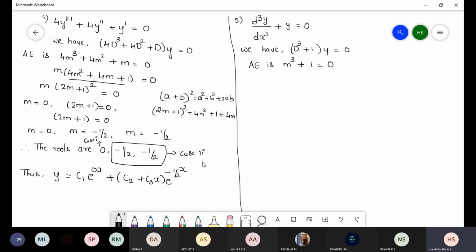Next, again trial and error. Let us start with m is equal to minus 1. So minus 1 whole cube is minus 1, plus 1 is equal to 0. So 0 is equal to 0. So now you can write thus m is equal to minus 1 is a root.